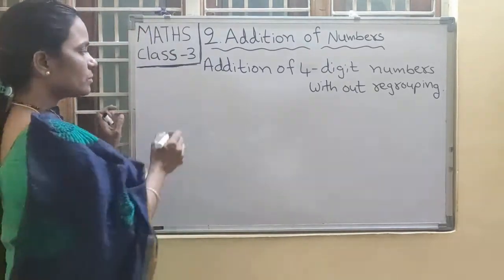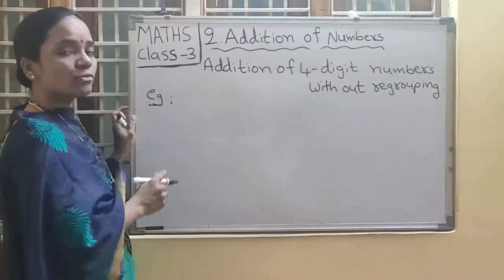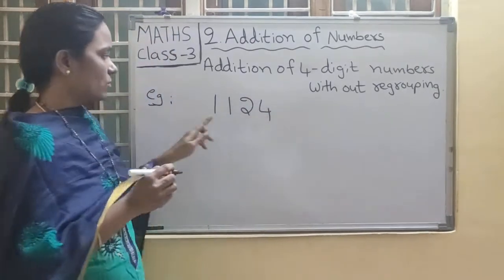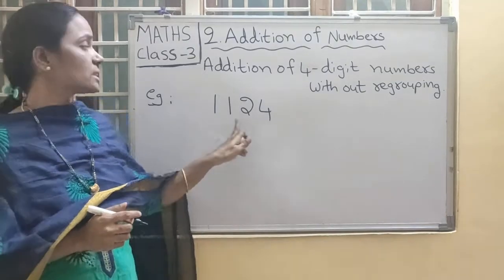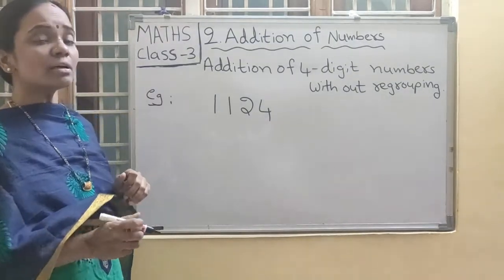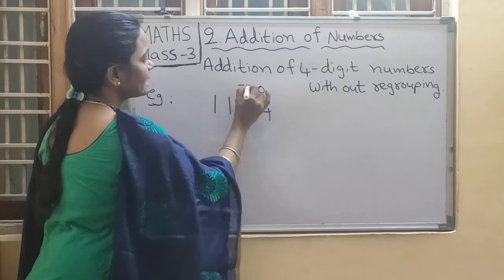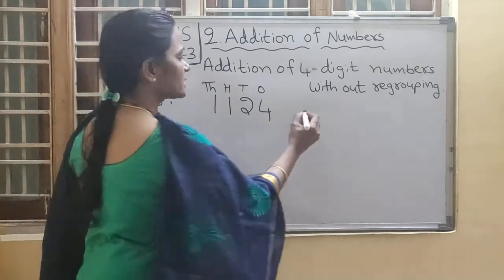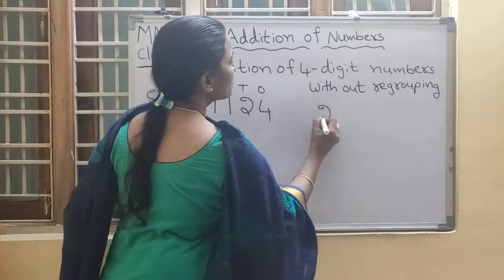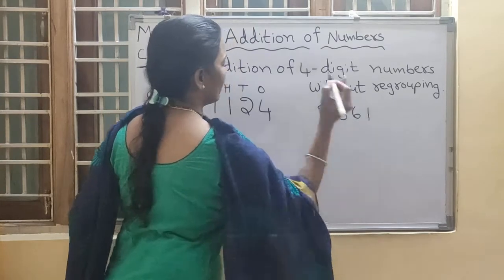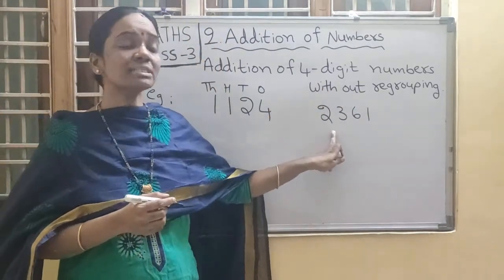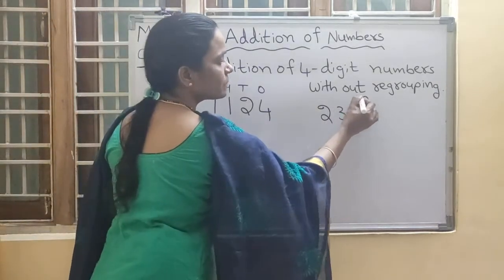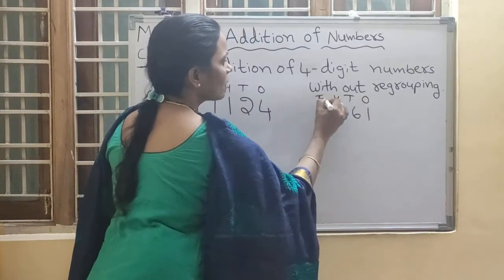Shall we take one example, children? Take a 4-digit number, 1124. What is this number? It is a 4-digit number. Write down the places: ones place, tens place, hundreds place, thousands place. And take another 4-digit number, 2361. 2361 is a 4-digit number. Write down the places: ones place, tens place, hundreds place, thousands place.